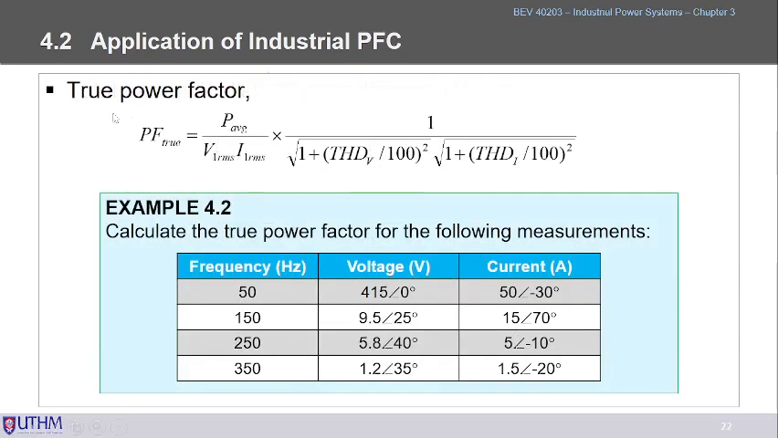Okay, then after that we can find the true power factor. This time the true power factor is no more equal to the displacement power factor. It's totally different. It is lower than the displacement power factor, because we have included the harmonic contents in the true power factor.